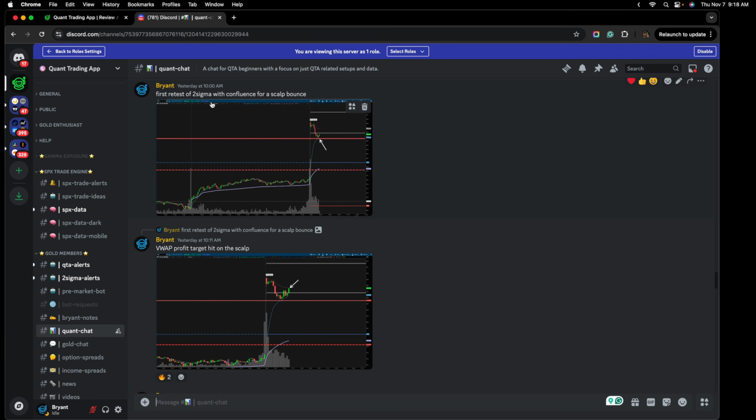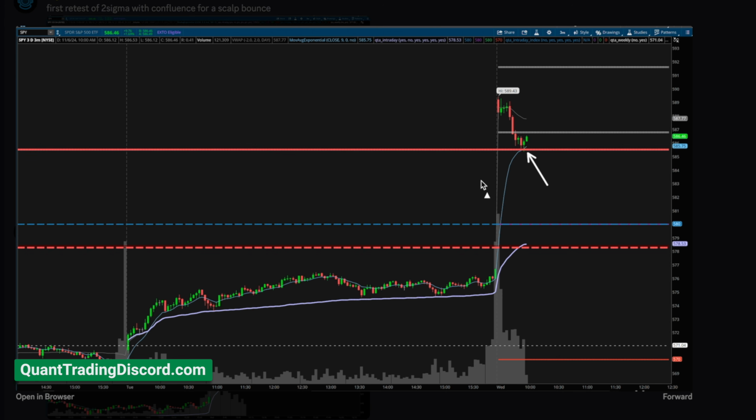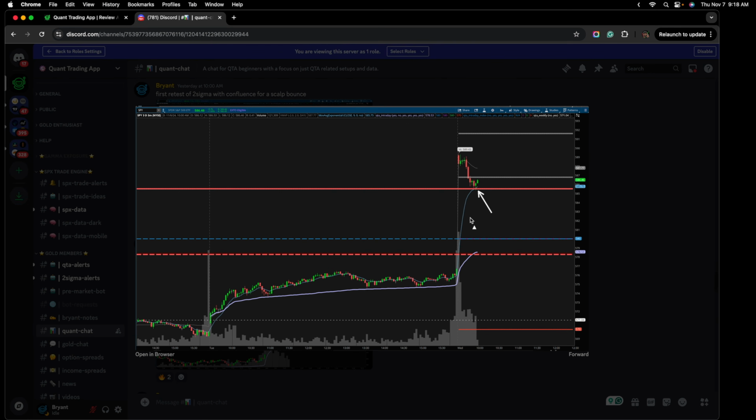This is the trade right here. It was the retest of the 2 sigma level. Now, in this case, if you're not a Quant Trading App member, don't worry if you don't have access to this 2 sigma level. If you have any significant level on your charts, let's just say a previous resistance level, some sort of Fibonacci extension, or some sort of trend line, whatever your key level is, the main concept behind this is momentum and a break and retest.